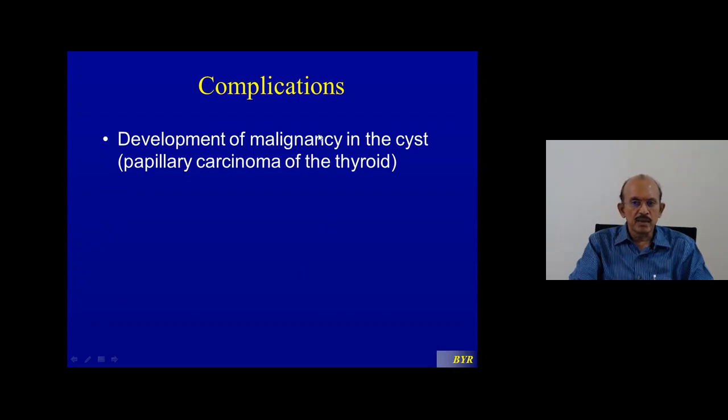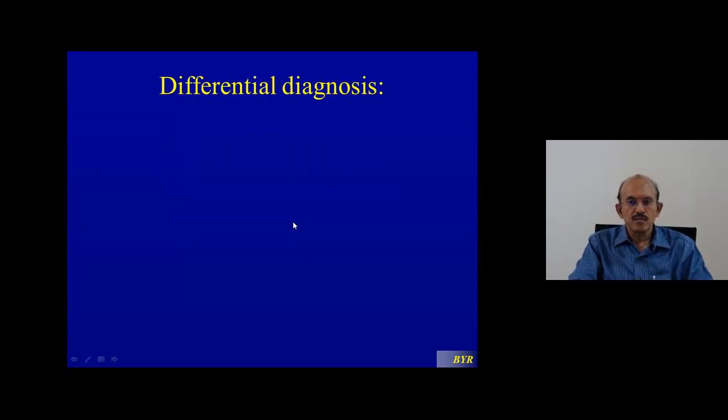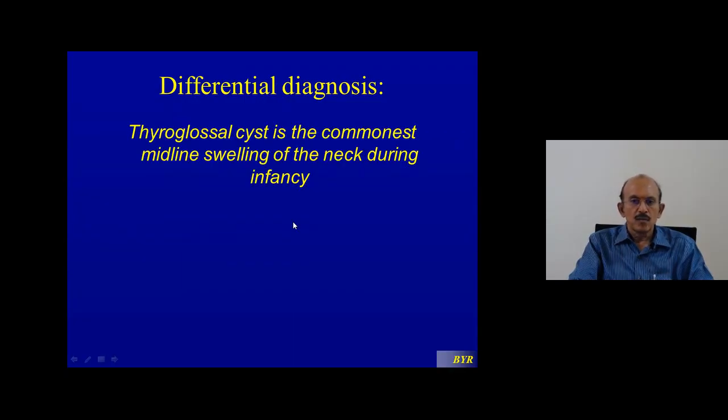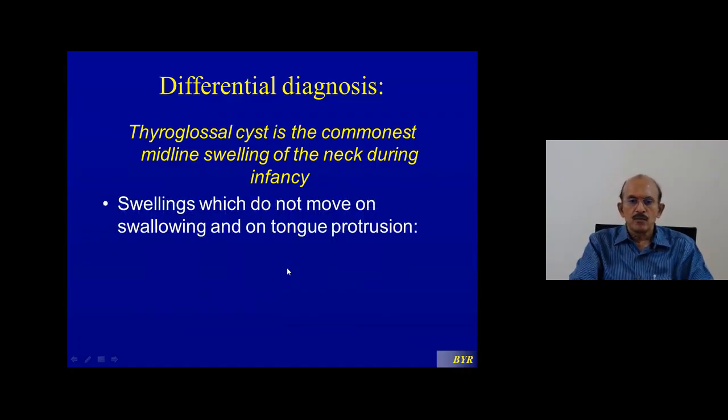Sometimes the cyst may develop into papillary carcinoma of the thyroid gland. Thyroglossal cyst is the commonest midline swelling of the neck during infancy. So the differential diagnosis: the thyroglossal cyst moves with swallowing and moves on protrusion of the tongue.